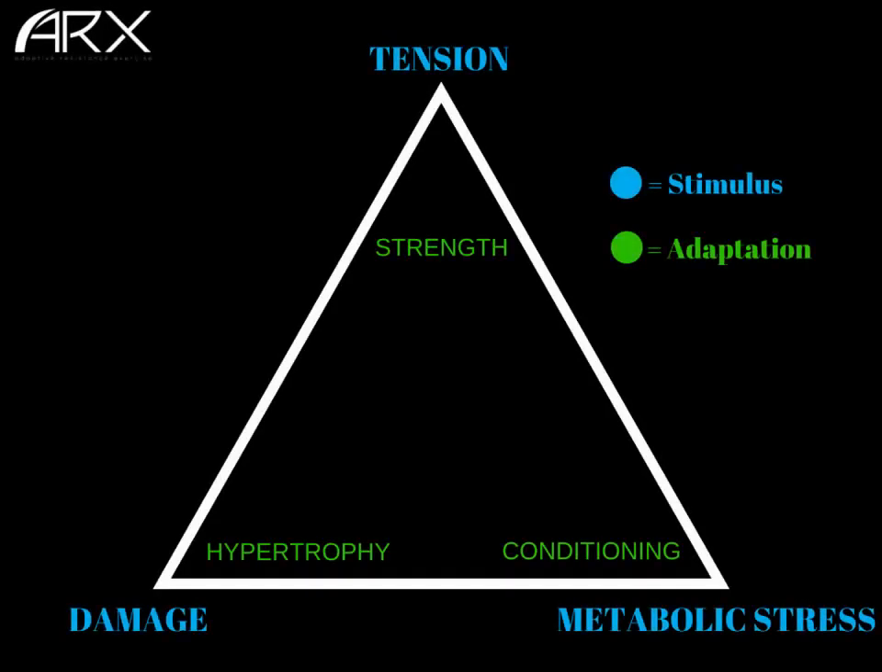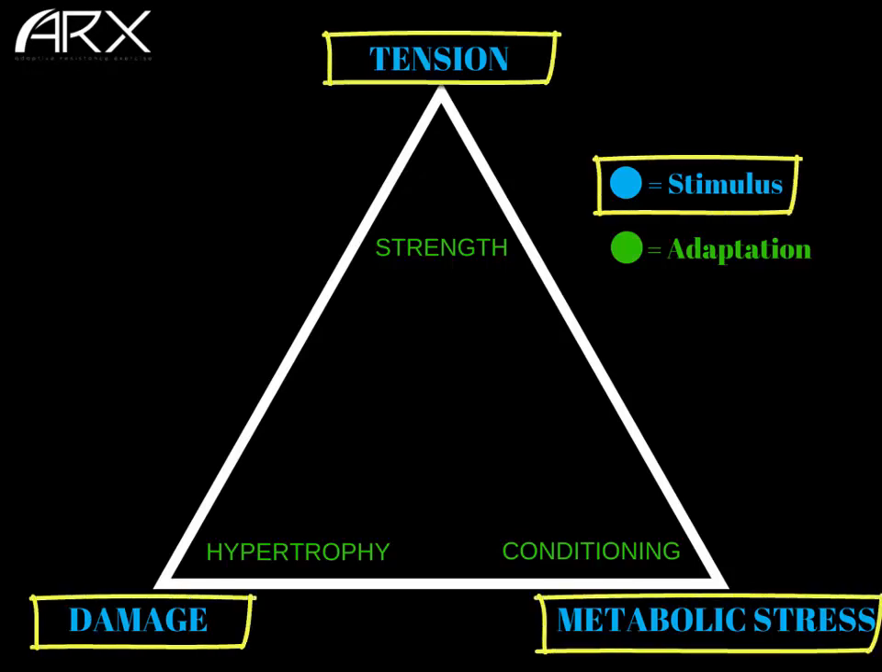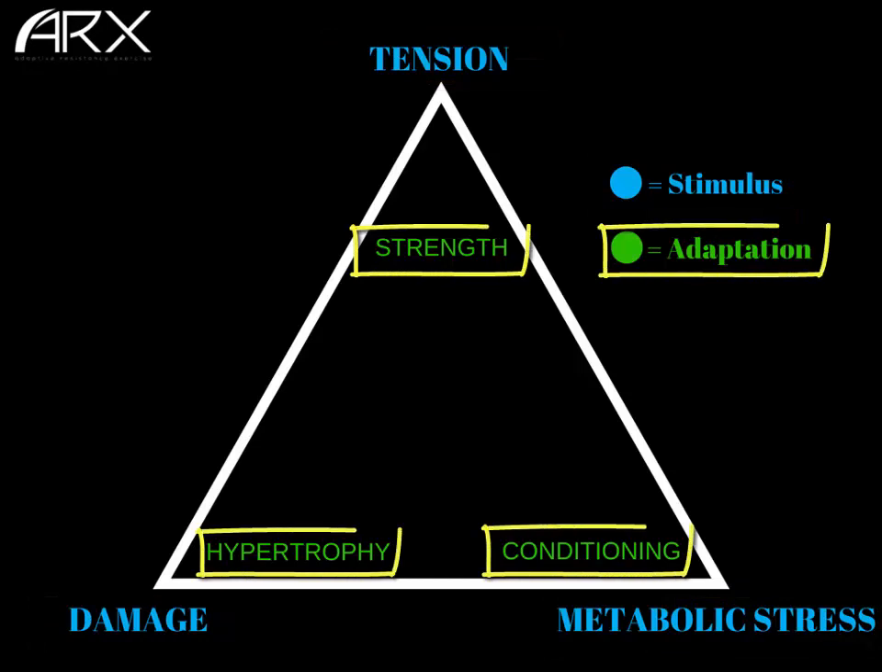So this is the adaptive triangle. Understanding this model will help you understand what exactly are the stimuli for the adaptations we want to see from exercise. There's a stimulus organism adaptation model you've learned about, and now this is fleshing that out a little bit. So see on the outside, the blue words, those are stimuli, and then inside the triangle are the adaptations.